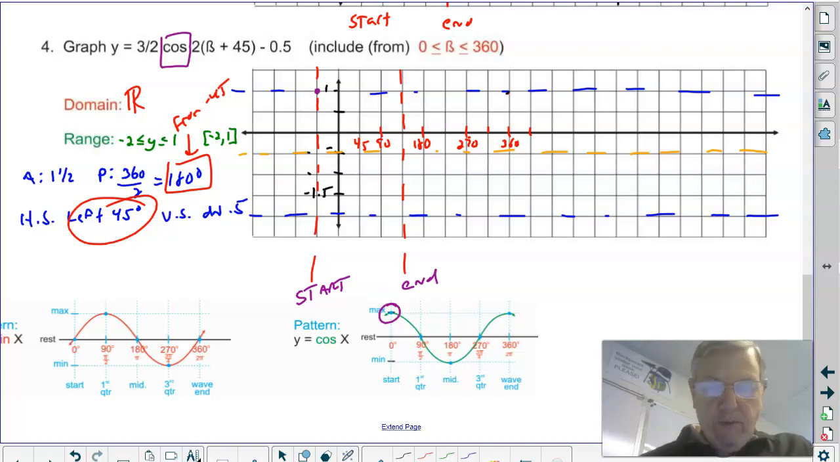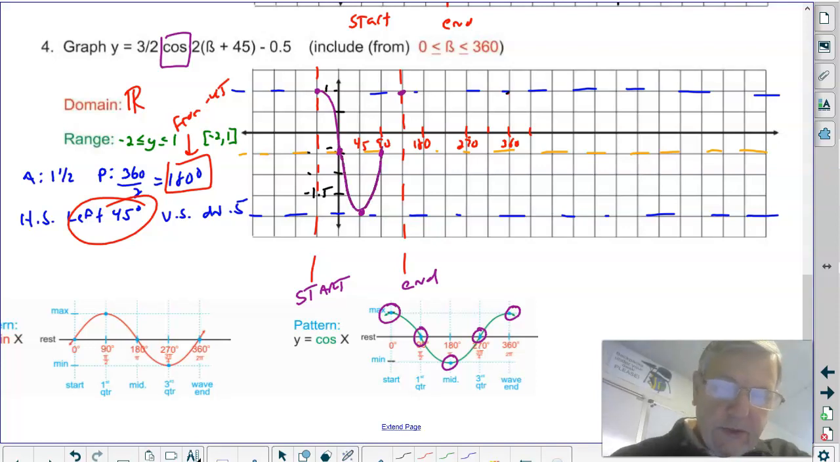First quarter, I'm at rest. Halfway, I'm at a min. Third quarter, I'm at rest. And I finish at a max. All right, and so here is my function. And now I just need to repeat that all the way through the 360. So 1, 2, 3, 4. Here's my next wave. And again, max, rest, halfway min, three-quarters rest, finish at a max.